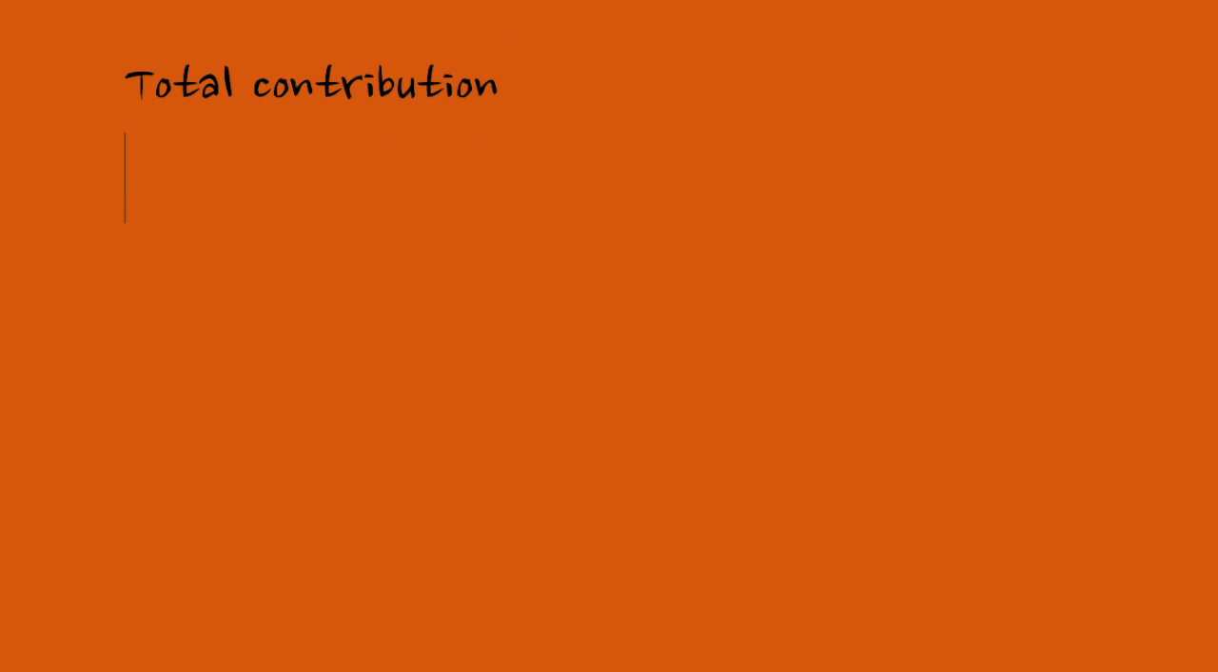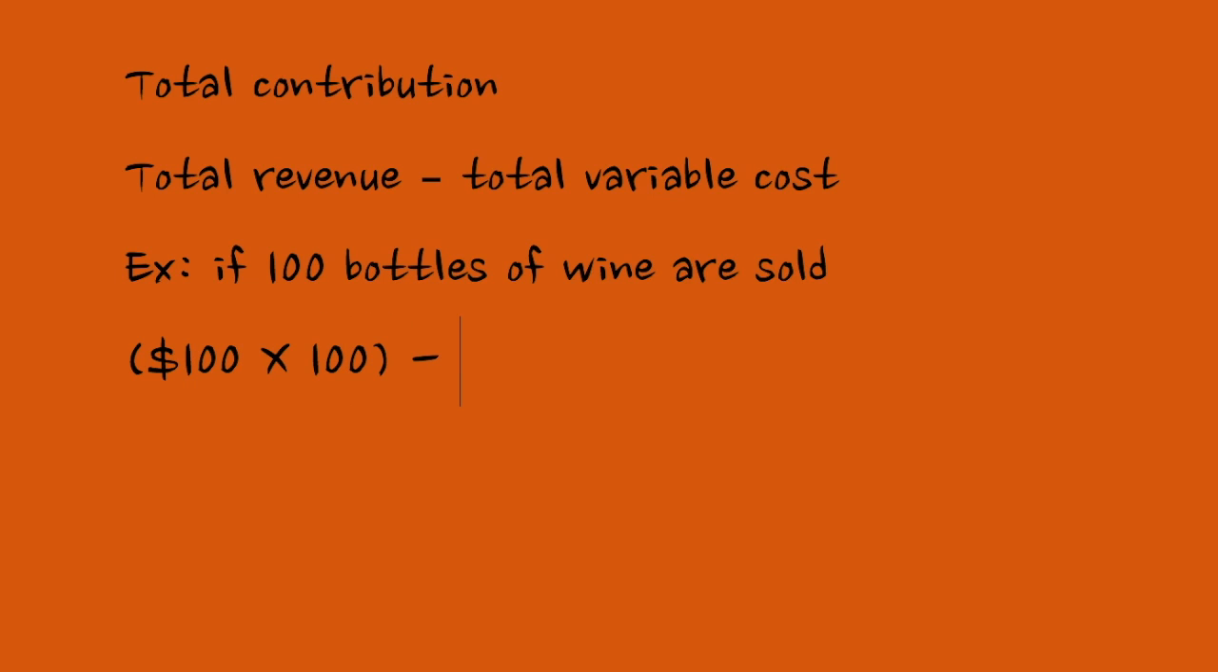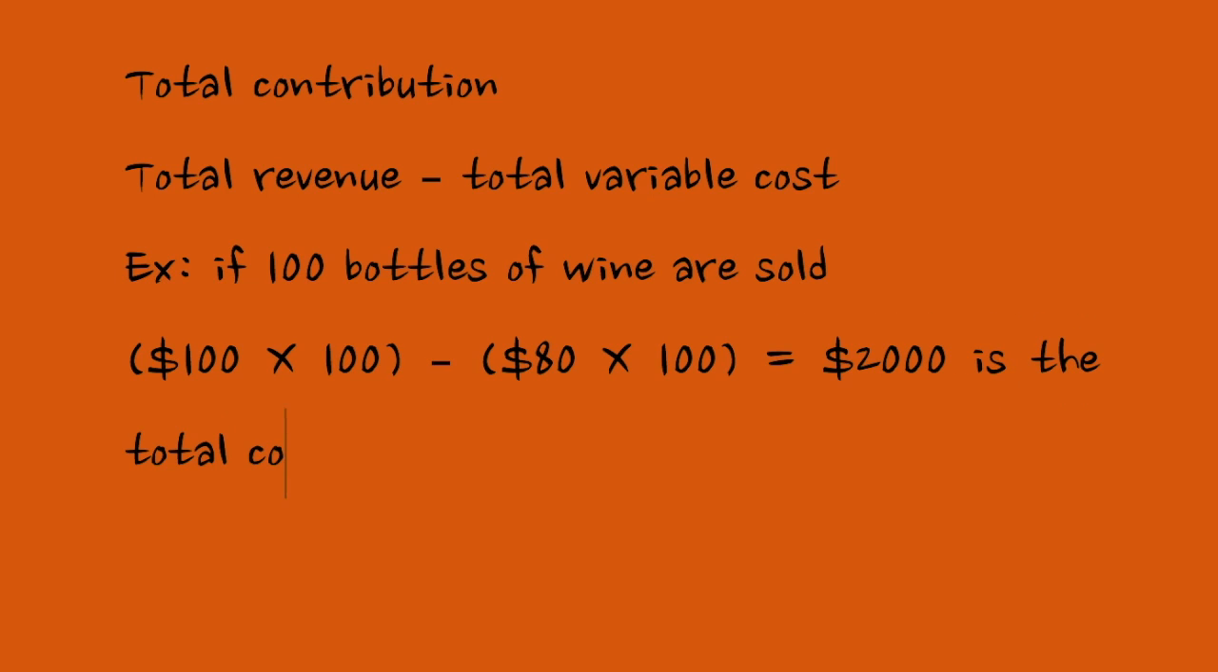Total contribution is the total revenue minus the total variable cost. For example, if 100 bottles of wine are sold, then $100 times 100 is $10,000, which would be the total revenue, minus $80 times 100, which would be $8,000, which would be the total variable cost. This would result in $2,000, which would be the total contribution.